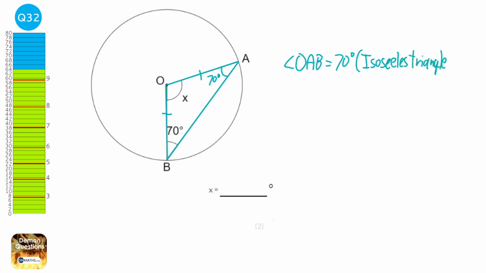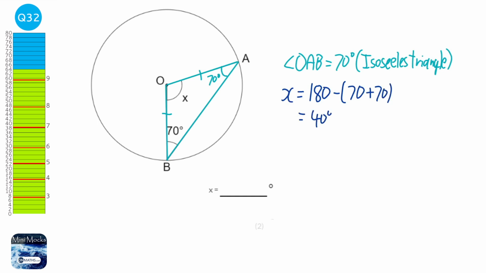And in an isosceles triangle, the angles that are between the equal lengths and the non-equal length are always equal themselves. And then to work out what x is, we just simply do 180, take away the two lots of 70, which will equal 40 degrees.